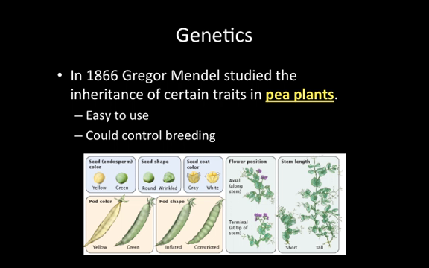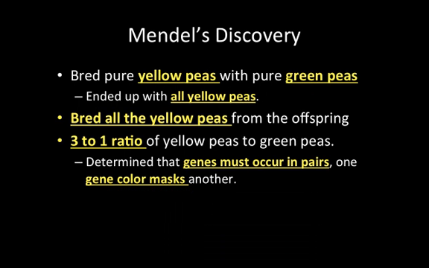All right? So the first thing we need to look at is how genetics has changed, and to understand that, we need to look at how genetics got started. In 1866, a man by the name of Gregor Mendel studied the inheritance of certain traits in pea plants. He found that pea plants would be the best because they were easy to use and he could control the breeding, whereas in animals you can't control the breeding quite as well. Pea plants were by far the easiest to use because they were easy to look at, easy to determine traits, and easy to reproduce.